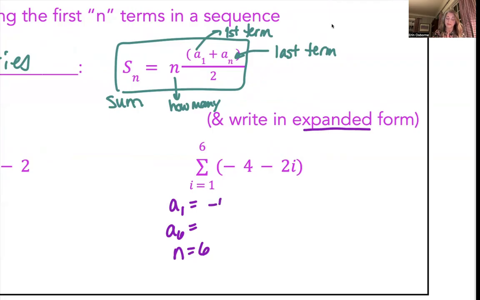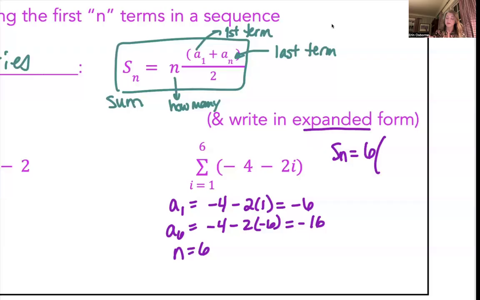When I find a sub 1, I have to take -4 minus 2 times 1. I'm plugging that in. That's -4 minus 2, which is -6. Plug in a 6 for your last term and get -4 minus 12, which is -16. Plug everything into your formula. S sub n equals the number of terms times the first one and its value, not a 1 and not a 6, but their values, -6 plus -16, the last term, averaged together.